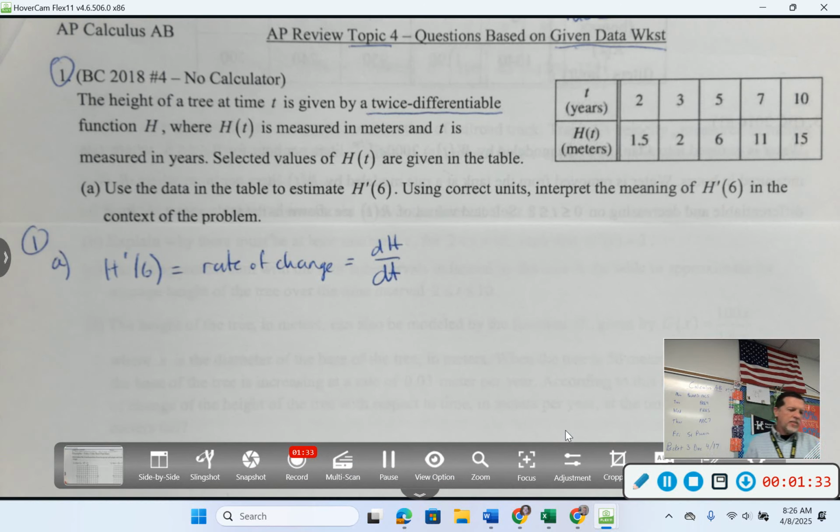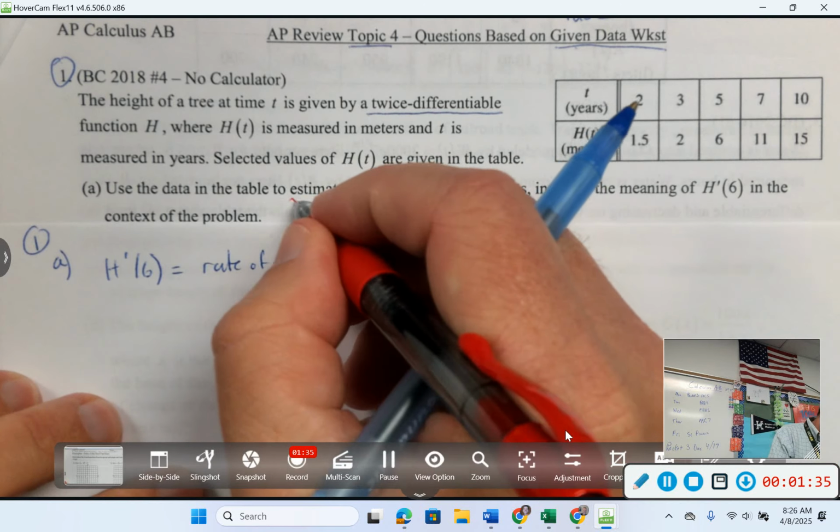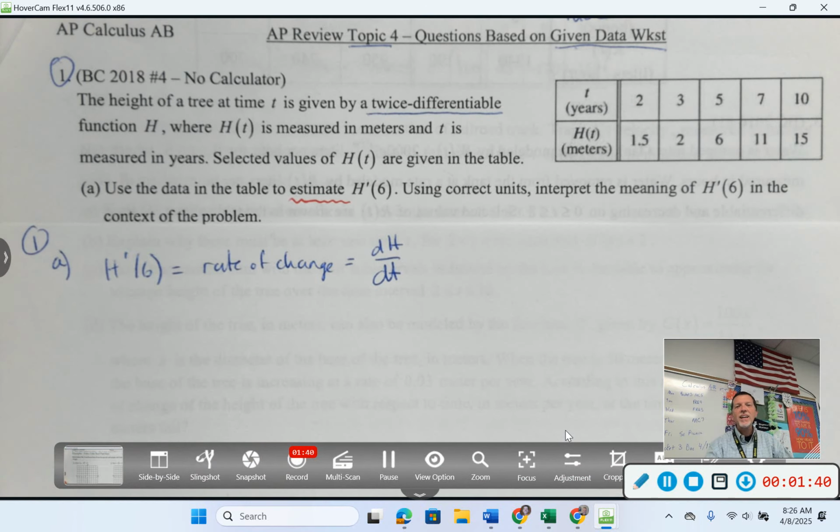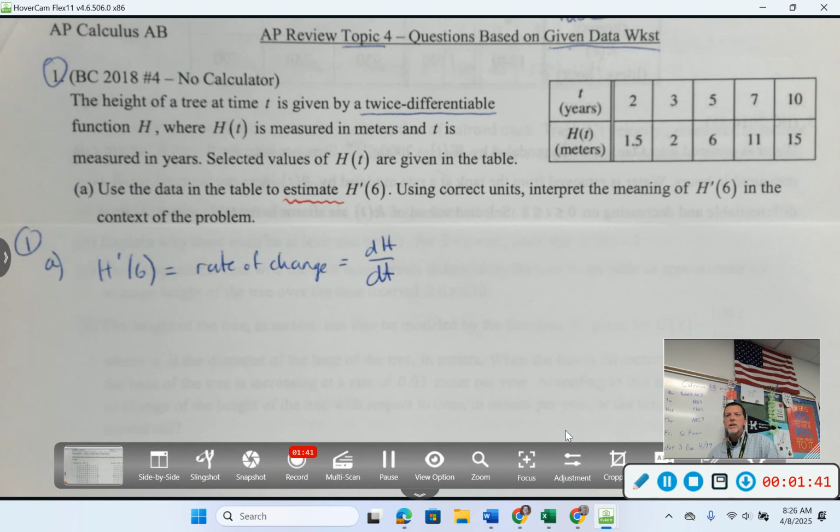Now it says estimate. You know why it says estimate? Why didn't it say just find? Oh, we don't have enough information to find it. To find it, I would need an equation, maybe a graph if I could pick off the slope. But with this, the best I can do is estimate.